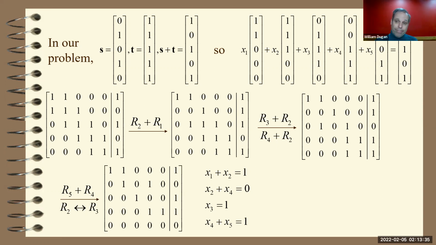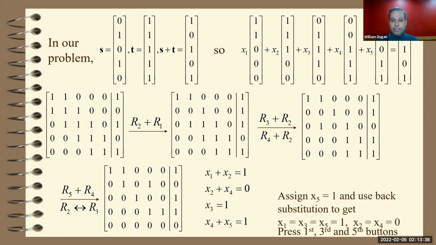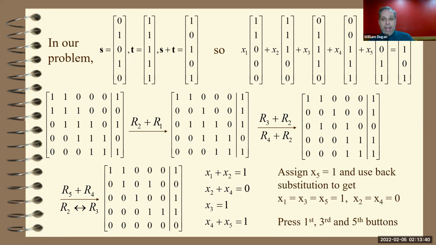Suppose we do use the last button, that would mean that I would assign x5 to be 1. Just using back substitution from there will then show you that x1, x3, and x5 are all 1, and x2 and x4 are 0. That implies then, if we want all the lights to turn on, we just have to press buttons 1, 3, and 5 once and only once, and in any order we like. By doing so, we will turn all the lights on. And I think that's enough for that particular example.